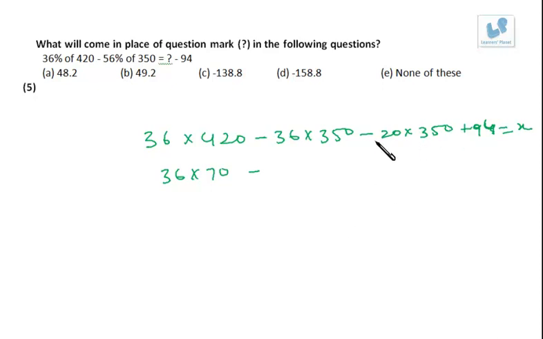So this is 35 into 70 and two zeros. So I can write 70 into 100 plus 94. Now, 70 can be taken as common. Now 36 and 100. What is the difference?